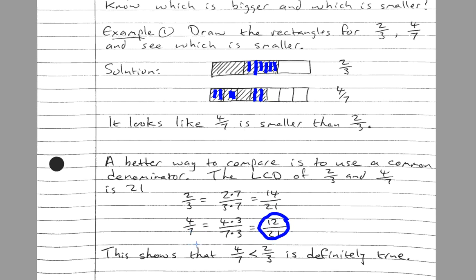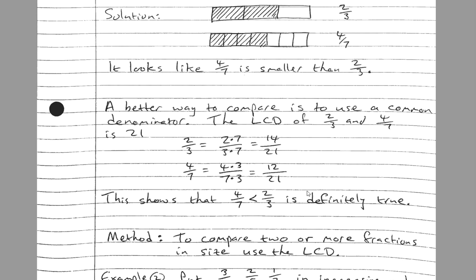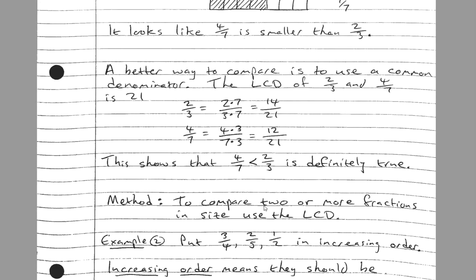In terms of the original, this is equal to this, and this is equal to this, so this is smaller. Our picture was right, but this is a way to definitely see 4/7 is less than 2/3. And we're using the less than symbol. That's the best method. To compare 2 or more fractions in size, use the least common denominator to put them over a common denominator, and then you can see clearly.